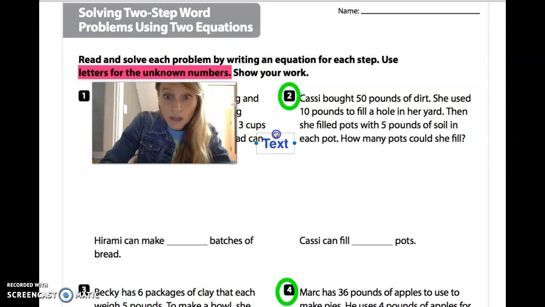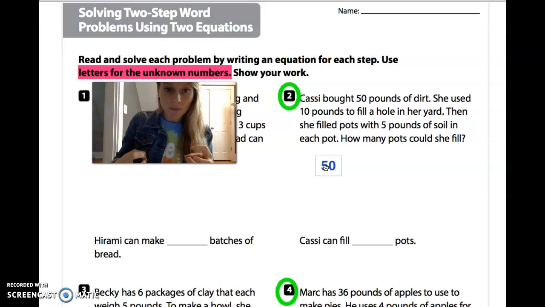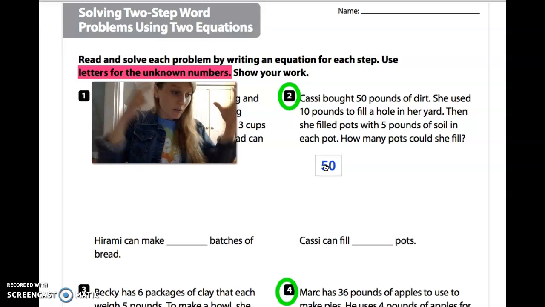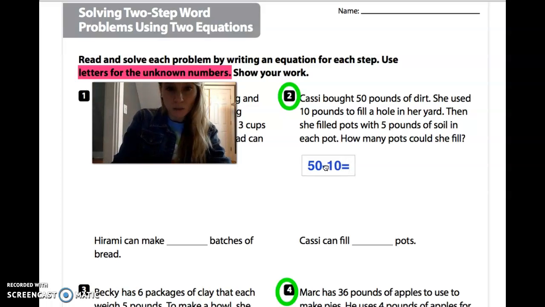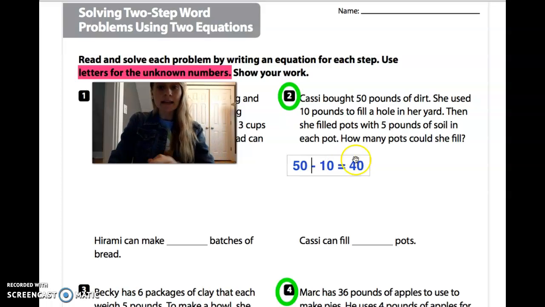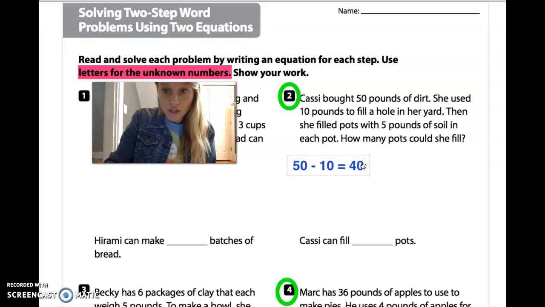So it told us she has 50 pounds of dirt, but she used some of the dirt. So when you use something, you take away. Like if I have a big pile of dirt and I'm going to use some, that's minus 10 pounds. So 50 pounds of dirt minus 10 pounds of dirt. What am I left with once I get rid of those 10 pounds? What's 50 take away 10? 40. So now I'm left with 40 pounds of dirt. 50 take away 10 equals 40. But I'm not done because I still need one more. I haven't answered the question.